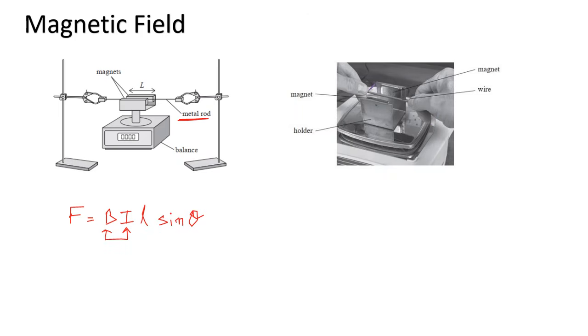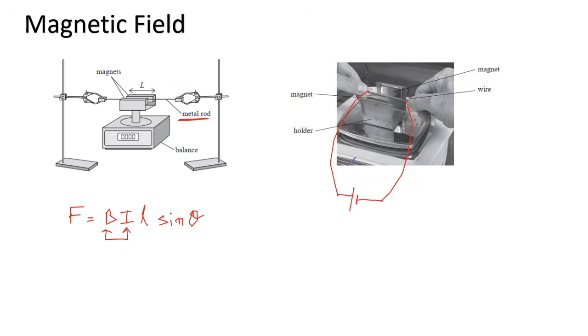The second concept would be, if I connect these two ends to a power supply, why would the value change in the balance? When current flows through this wire, a magnetic field is created around the wire. The magnetic field around the wire interacts with the magnetic field of the permanent magnets. And what happens when two magnetic fields interact? A force is exerted.